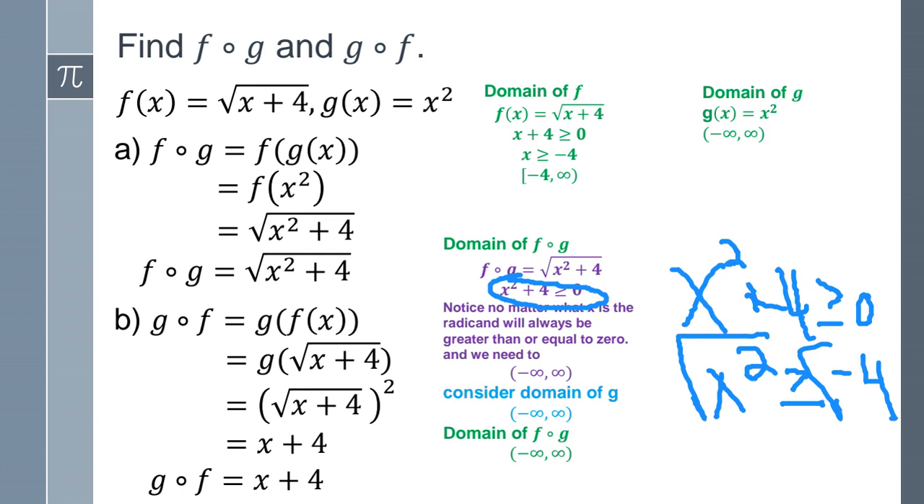So then the domain of f of g will give us, you see, it's where these two intersect. So it'll be all real numbers. So that's my domain for part A.